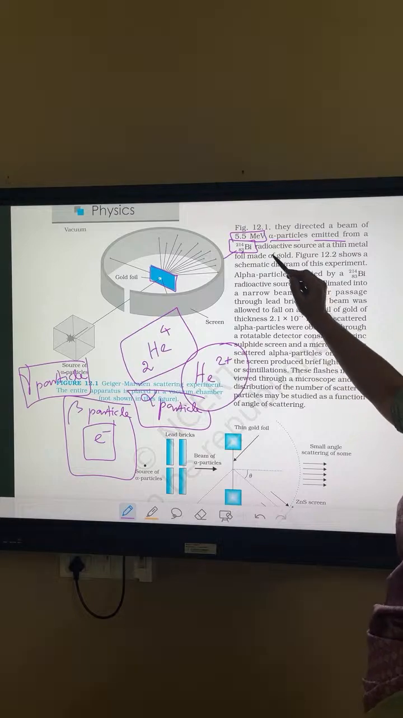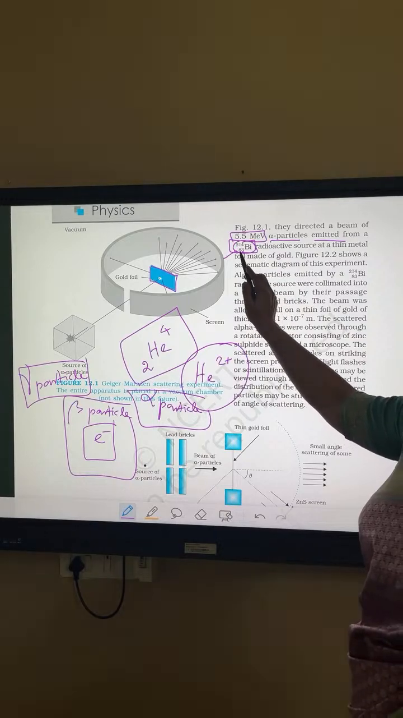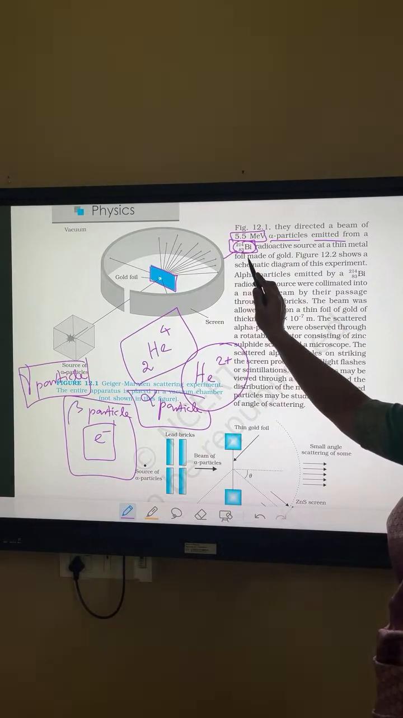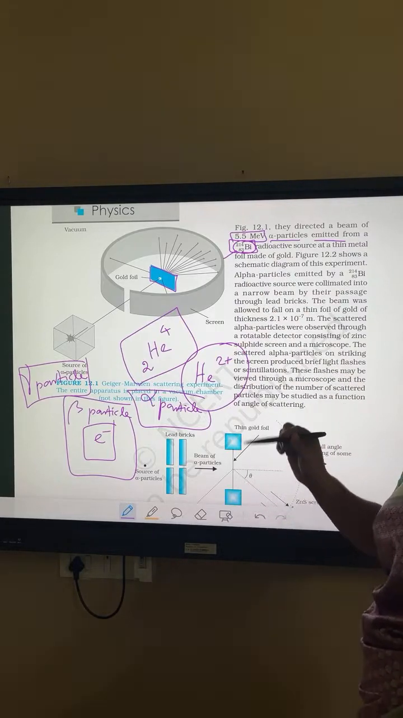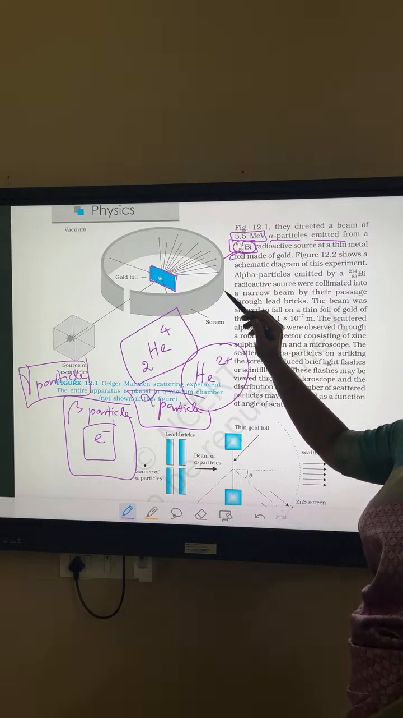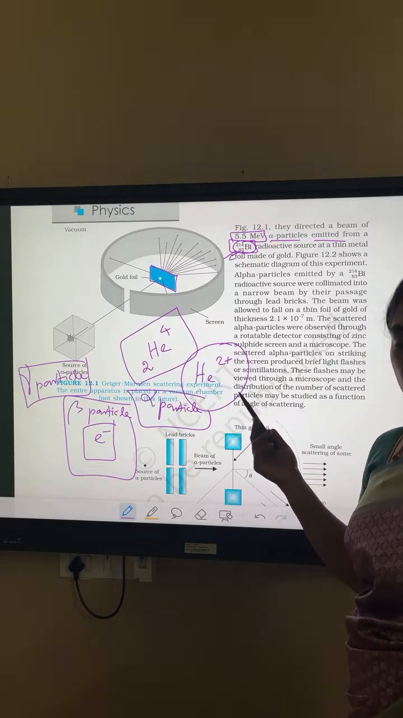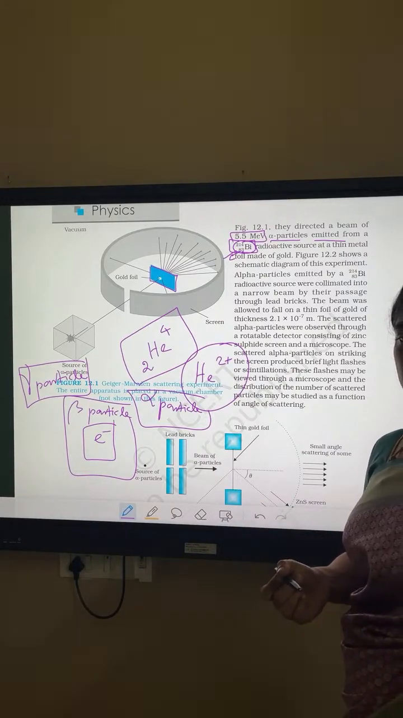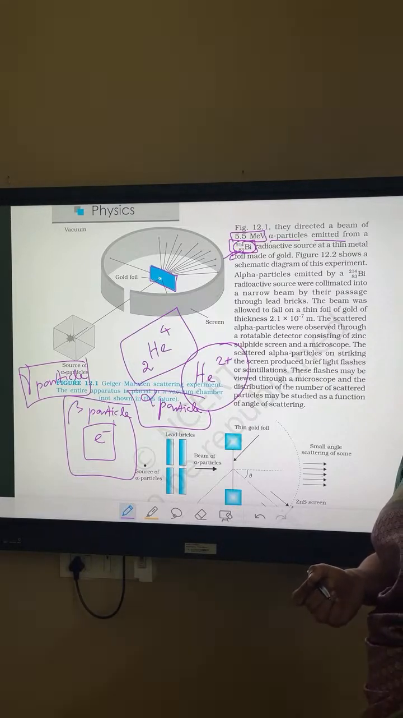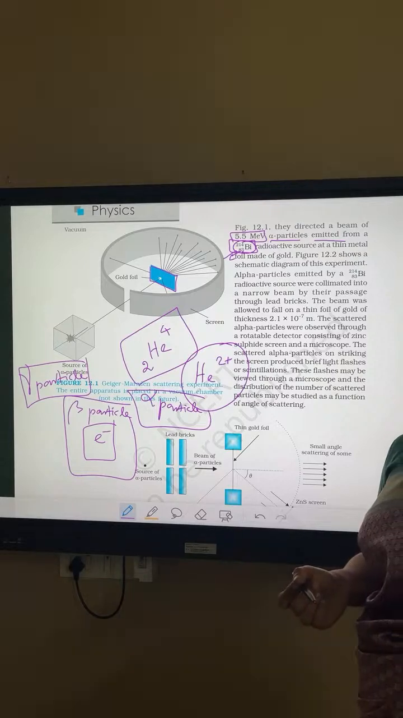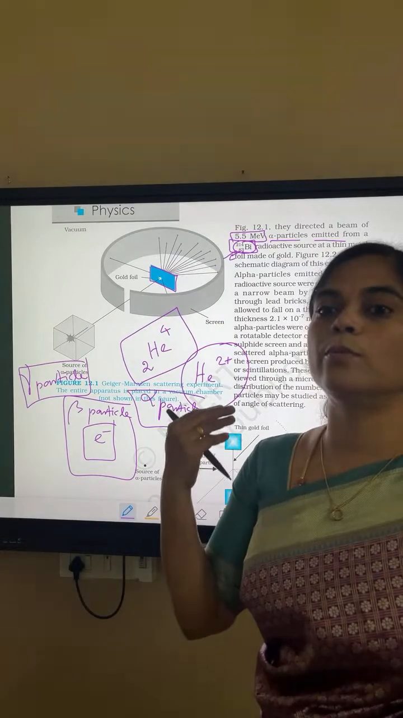Are you all writing? You better write. This is the source, the radioactive source. Bismuth. You can write along with it 214-83. 83 is the atomic number, 214 is the mass number. See how high it is. So what is the number of neutrons here? Make it fast. 121 neutrons, right? So the number of neutrons is very high, so that it is ready to be radioactive.